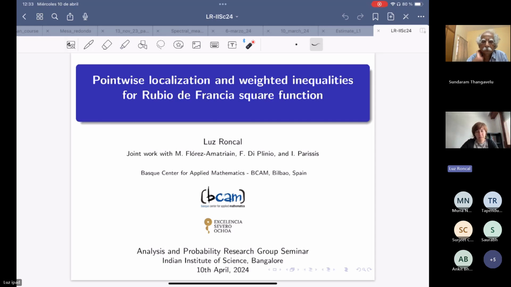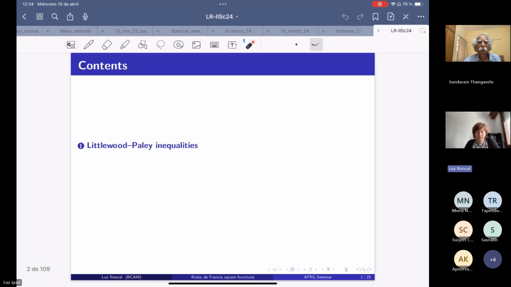They are Mikel Flores Amatriain, who was lecturing last month, and is a PhD student of Yanis Parisis and I. Actually, Yanis Parisis is here. And Yanis is also a researcher in Bilbao at the University of the Basque Country. The other collaborator is Francesco Di Plinio, who is in Napoli, Italy.